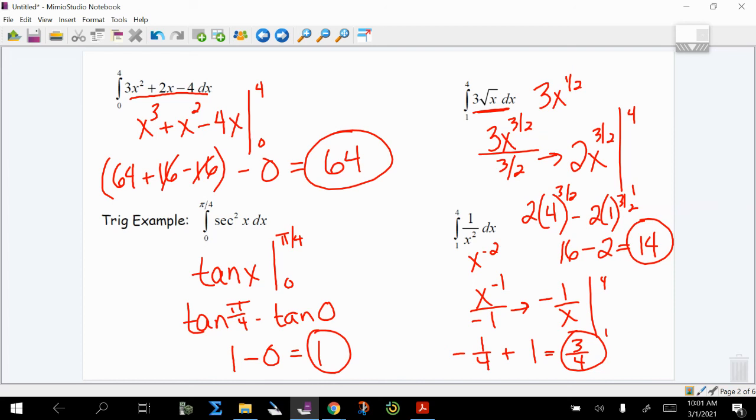So that is how we work with definite integrals from a very calculus and algebraic standpoint and not relying on geometry or extra given information.